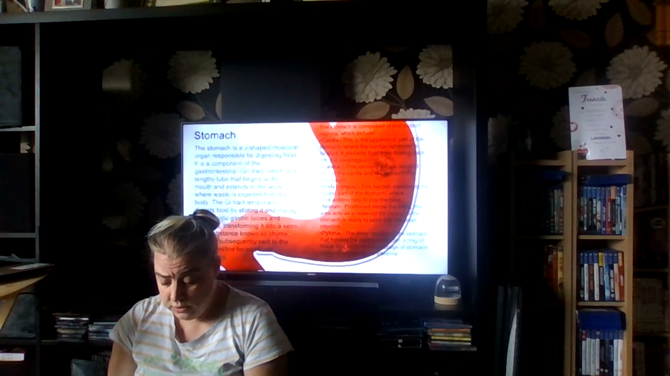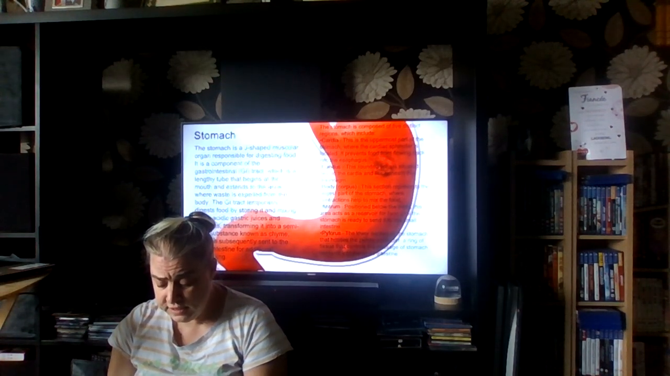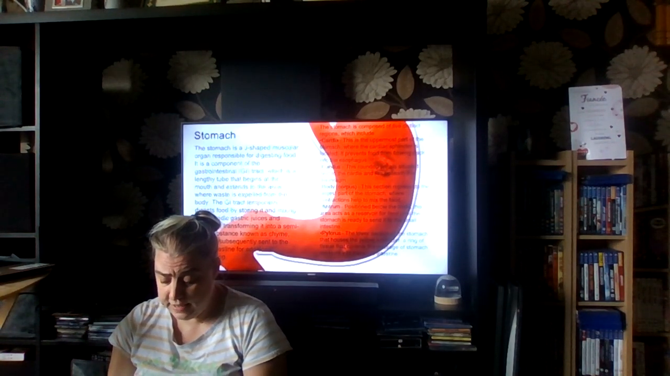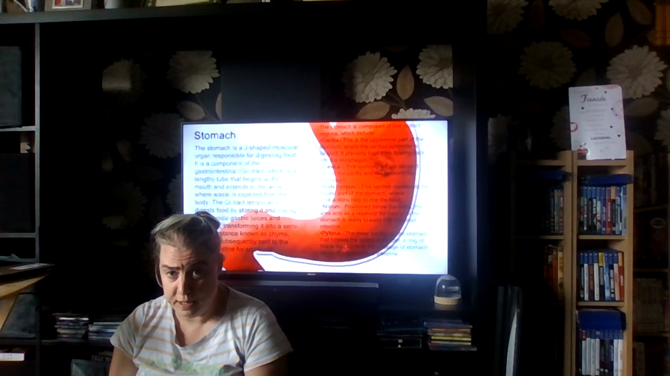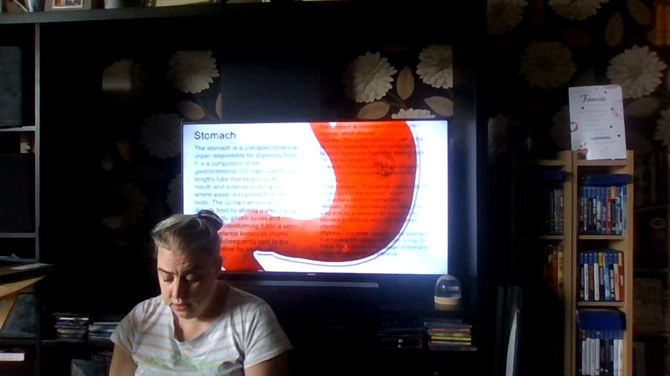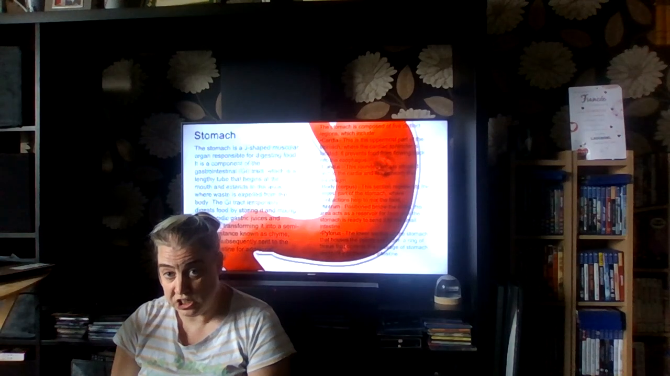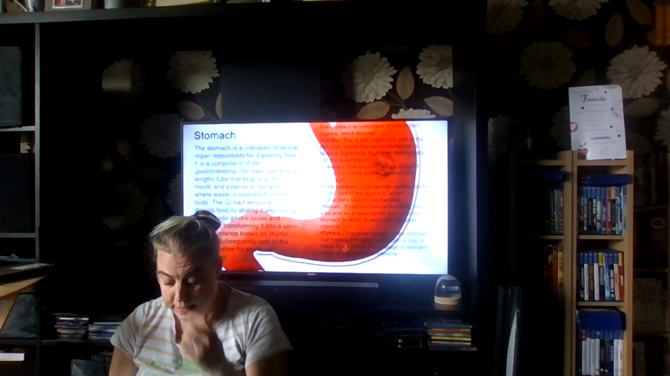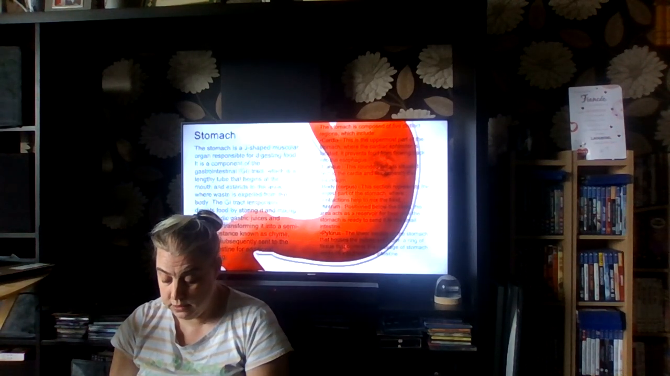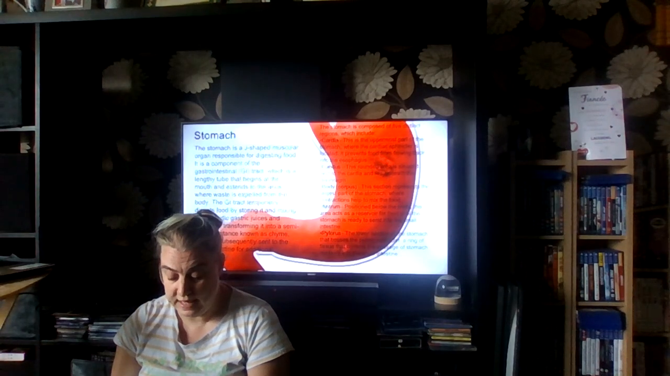So now we go on to the stomach. This is a J-shaped, muscular organ. This is where the food starts to extend towards the intestinal area so that the waste can be expelled from the body. The gastrointestinal tract temporarily stores digested food by mixing it with acid, gastric juices and enzymes.